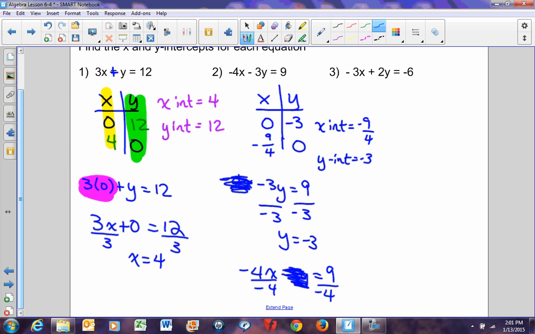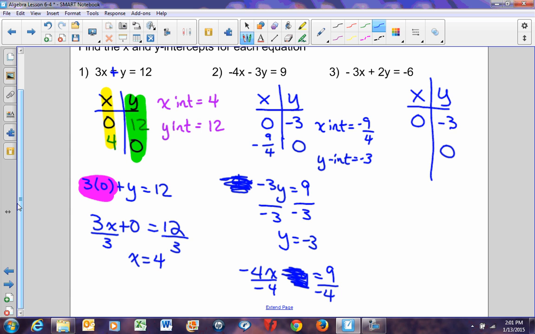Next equation here. Negative 3x plus 2y equals 6. My little x and y table over here. X is 0 with y is 0. If x is 0, this goes away. And I have 2y equals 6. 6 divided by 2 is 3. Y is 3.